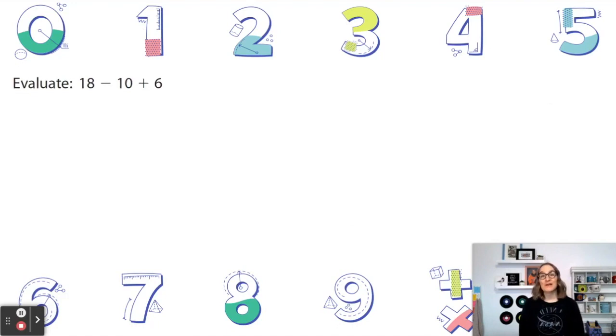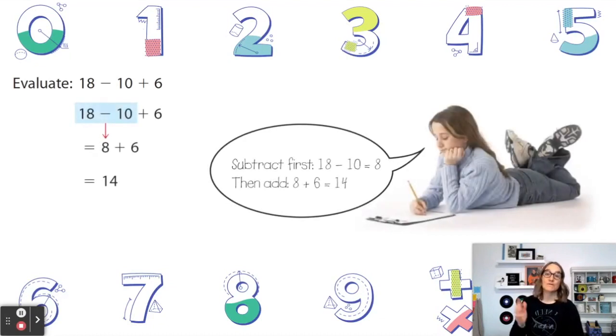Our next expression to evaluate is 18 minus 10 plus 6. Now, these ones I can do in order from left to right since it's just addition and subtraction. So let's see, 18 minus 10 gives me 8, then I add 6 to get 14.